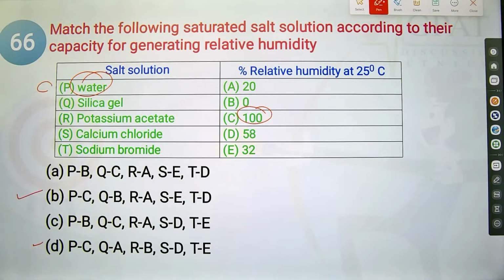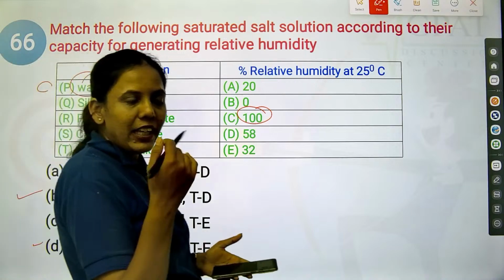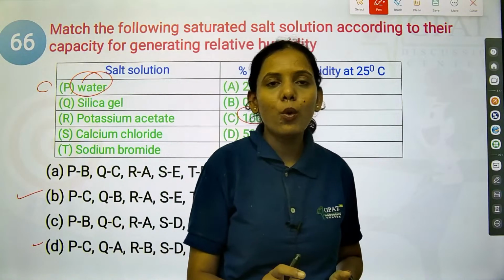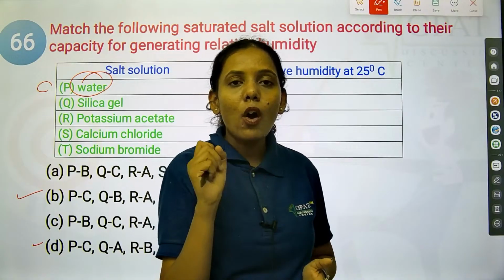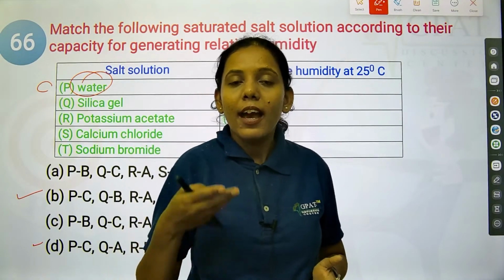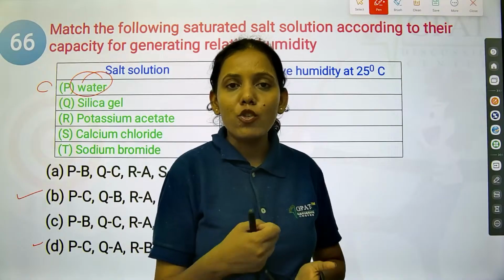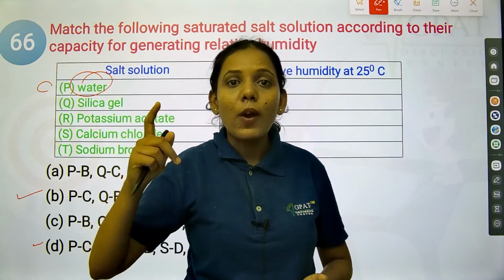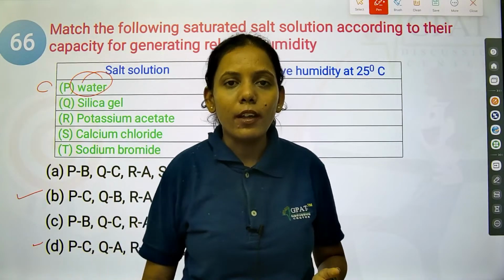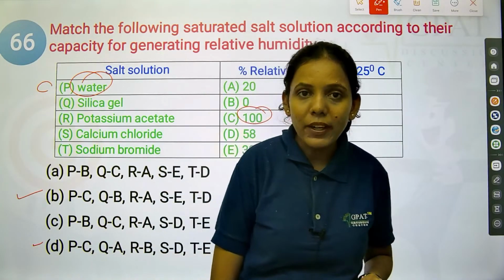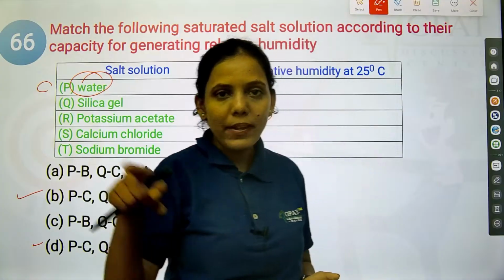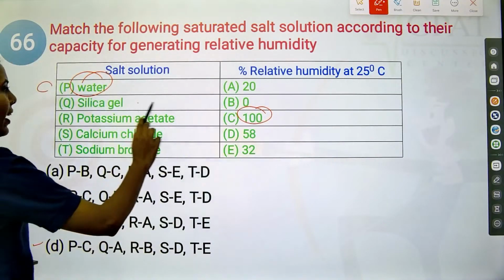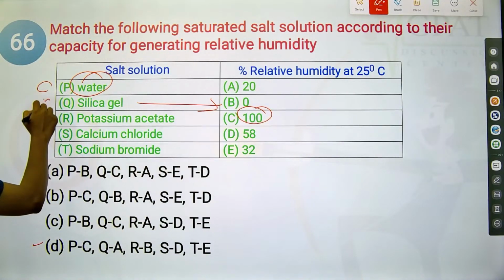Next is Q, silica gel. Even if you don't know the question, at least you know that silica does not generate humidity. Rather, it acts as an absorbent. Whenever any equipment comes, they add silica gel packets. Why? To generate humidity or to absorb it? So definitely silica gel is an absorbent. It has zero capacity to generate humidity. So silica gel is 0.